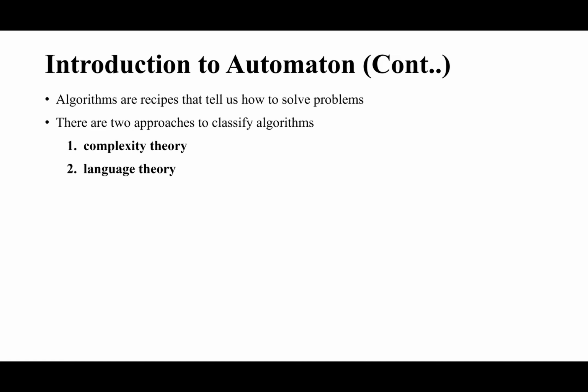And we can say this algorithm is a recipe. So why are we saying it is a recipe? It contains the solution for the problem. So that means the recipe tells how to solve the problem.